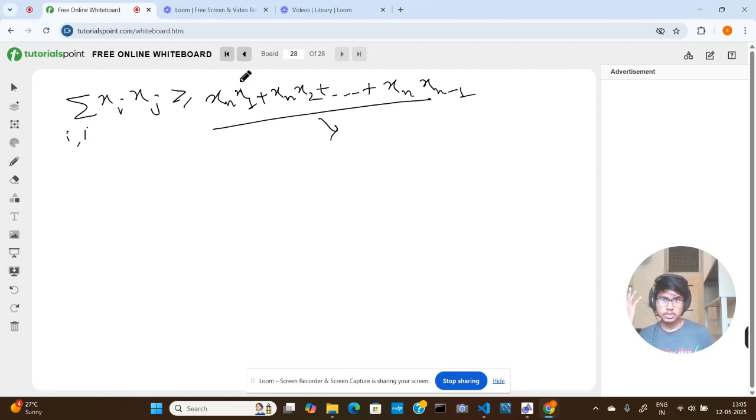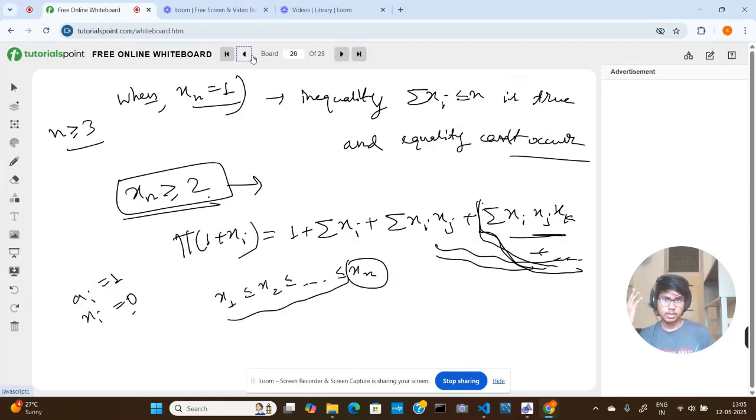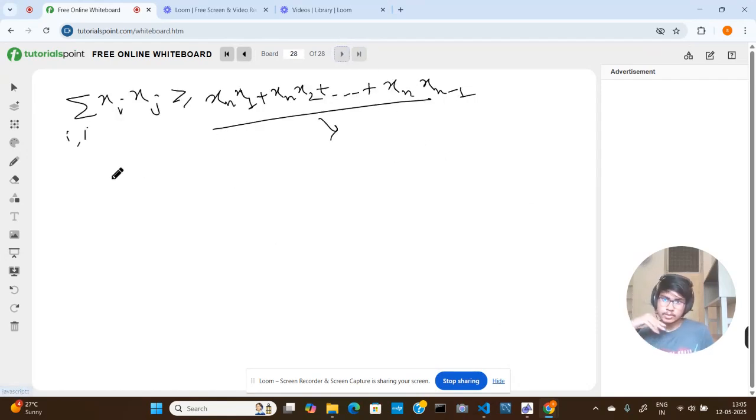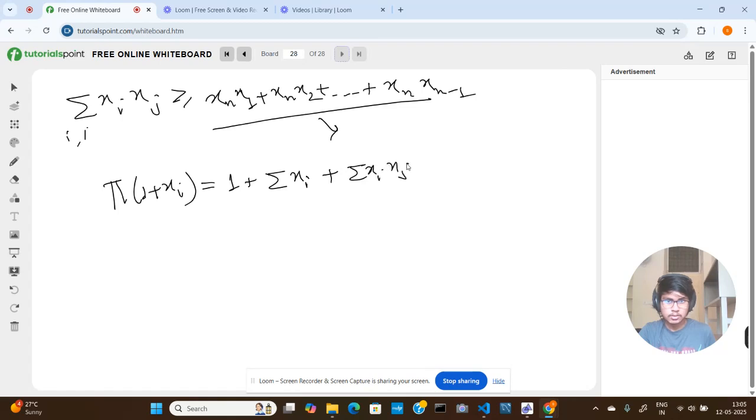Let's substitute this in this inequality. So what we will get, we will have product of 1 plus xi equal to 1 plus summation of xi plus summation xi xj, which is greater than or equal to 1 plus summation xi plus xn times x1 plus x2, and so on up to xn minus 1.